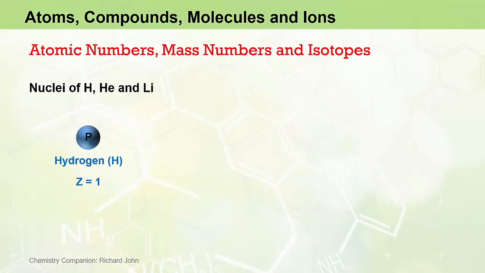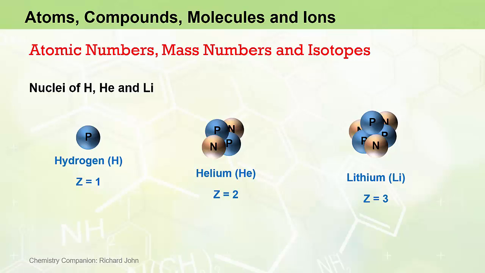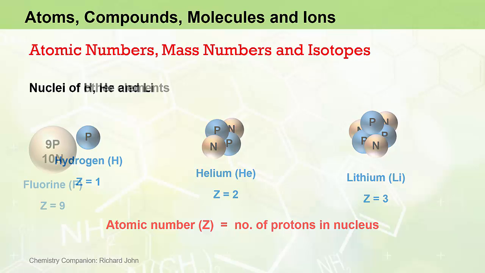So for example, all hydrogen atoms have 1 proton in the nucleus, all helium atoms have 2 protons in the nucleus, and all lithium atoms have 3 protons in the nucleus. And it is no coincidence that hydrogen, helium, and lithium have atomic numbers of 1, 2, and 3, respectively, as the atomic number is actually equal to the number of protons in the nucleus. And remember that the symbol for the atomic number is Z.